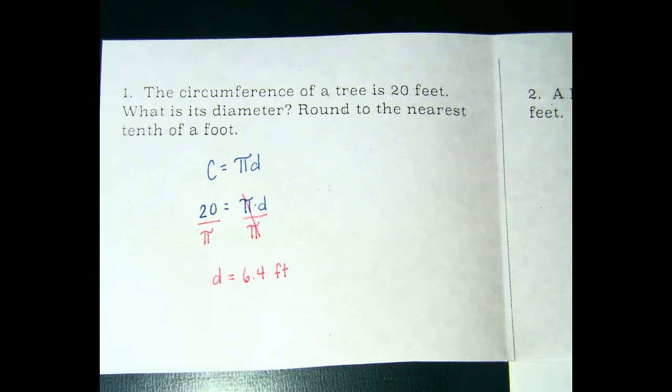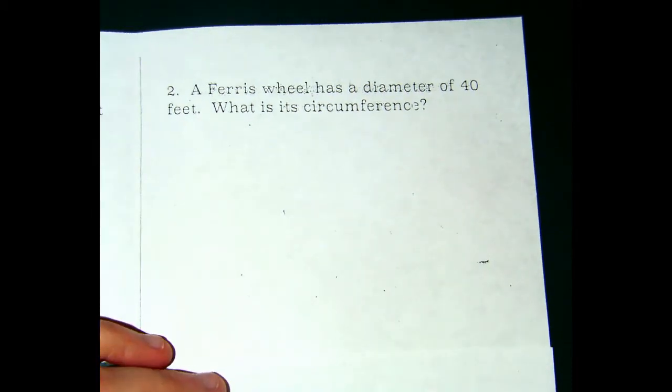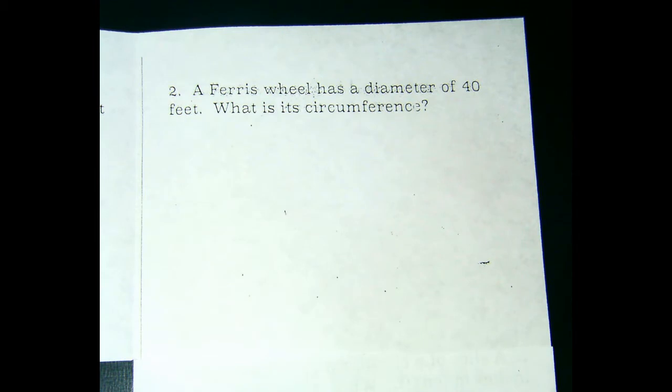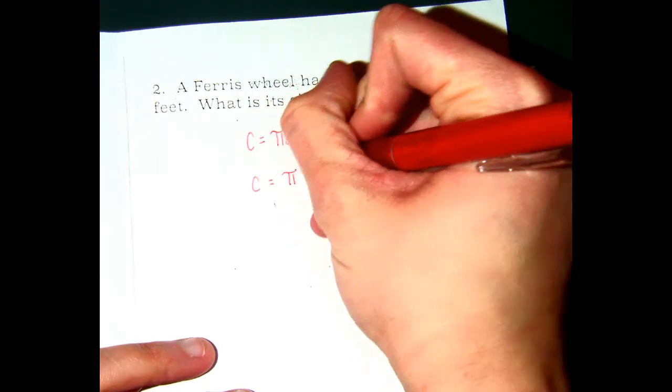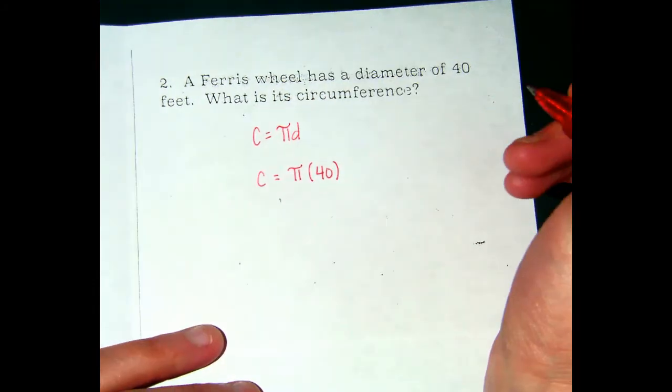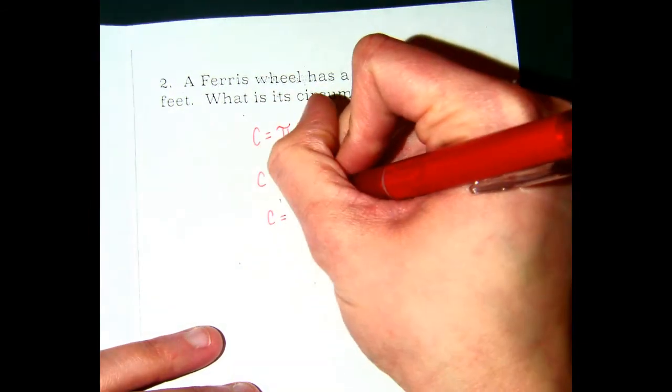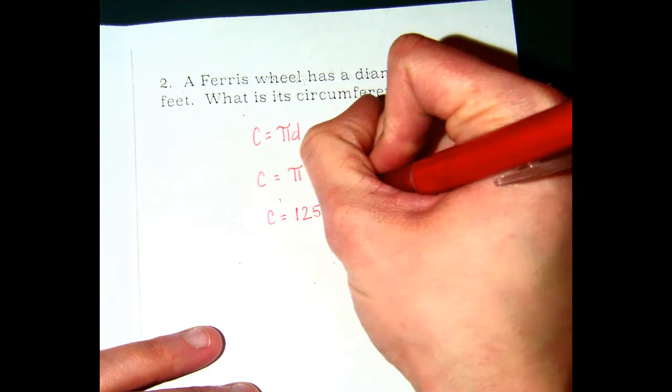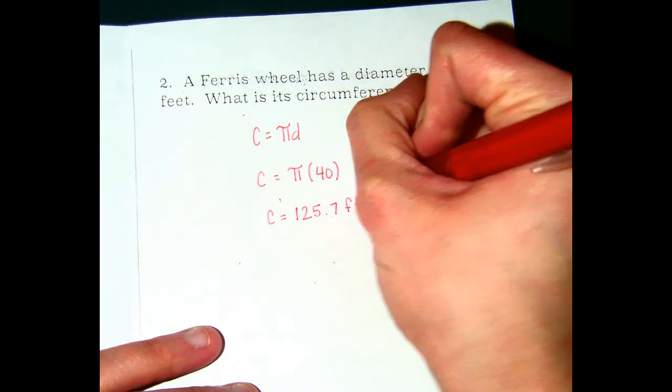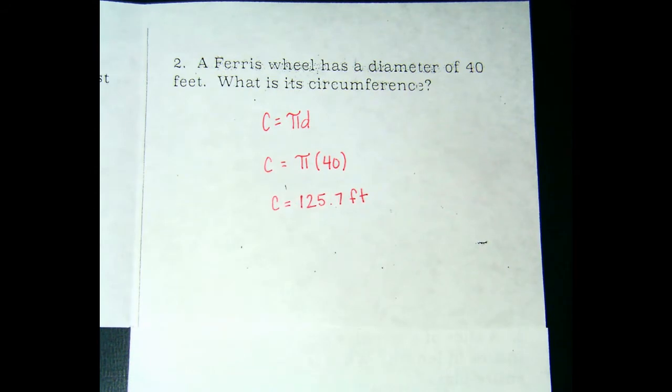Okay. Alright, number 2. Go ahead and do that. You might already have. Also round this one. A Ferris wheel has a diameter of 40. So what did you do? Pi times 40. What is its circumference? 125.7 feet. Not squared because it's perimeter. Well, circumference, which is the distance around.